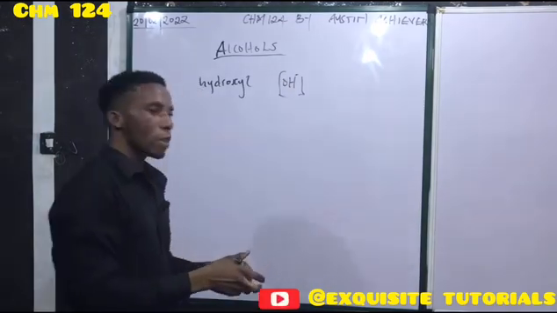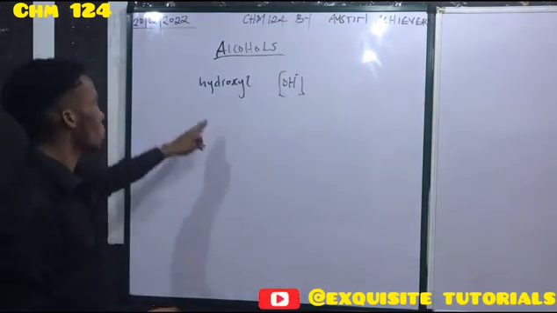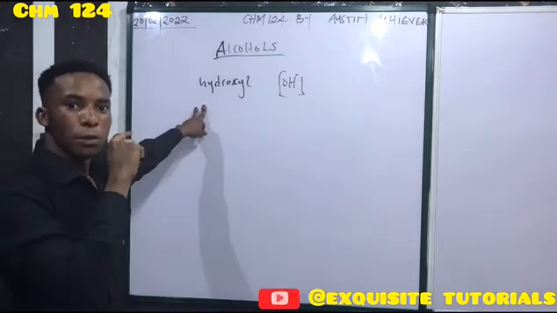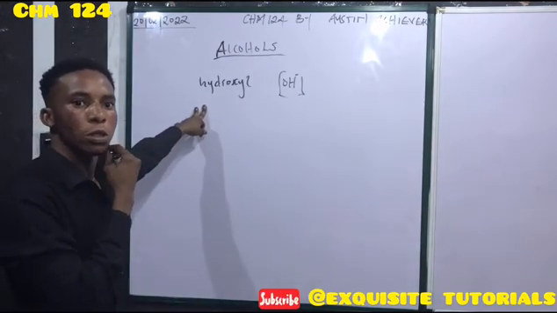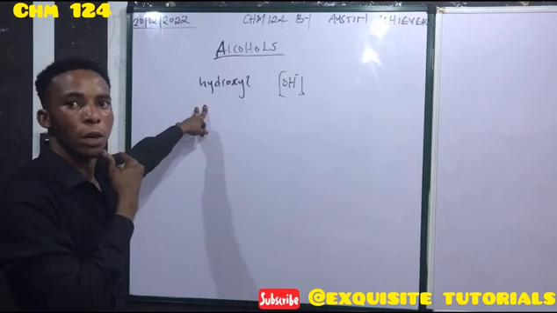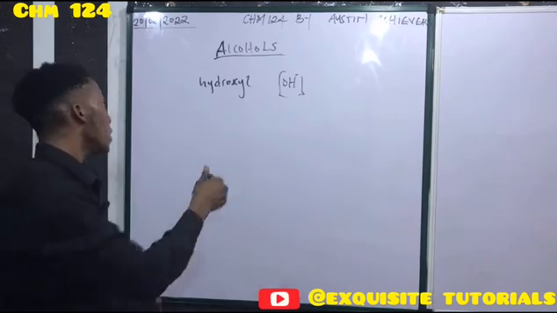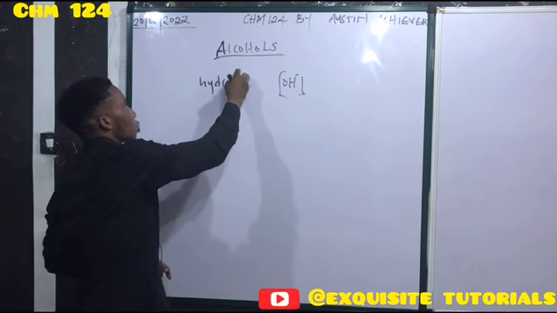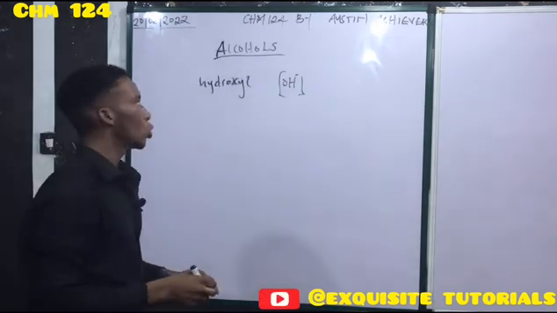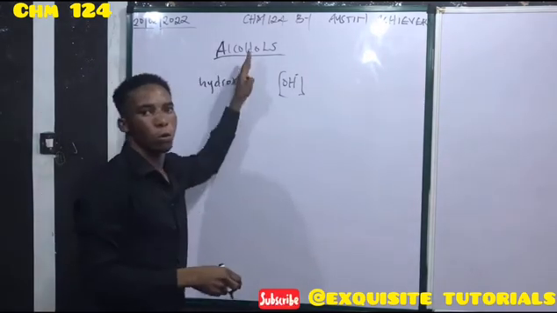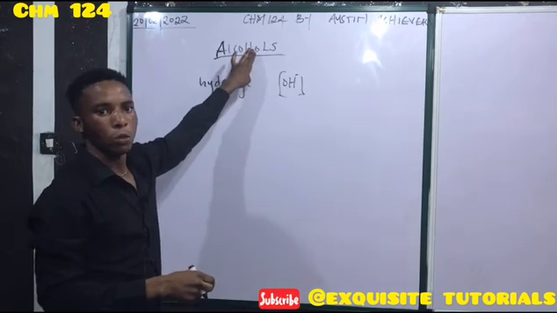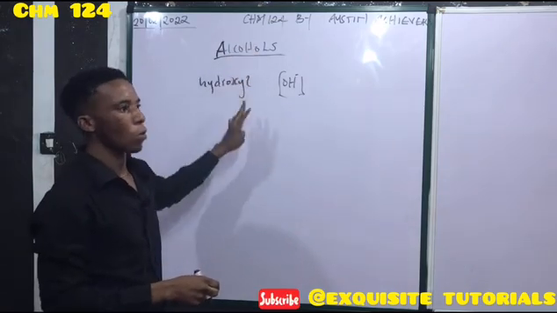Now, whenever you see this functional group, alcohol, remember that a functional group defines the what? The characteristics, physical and chemical properties of an organic compound. Whenever you see this functional group, hydroxyl, just know that they are alcohols.